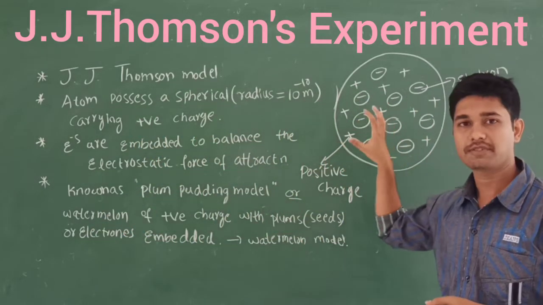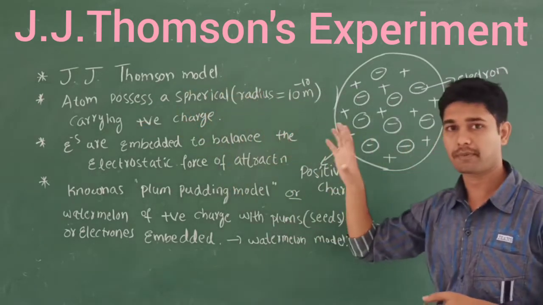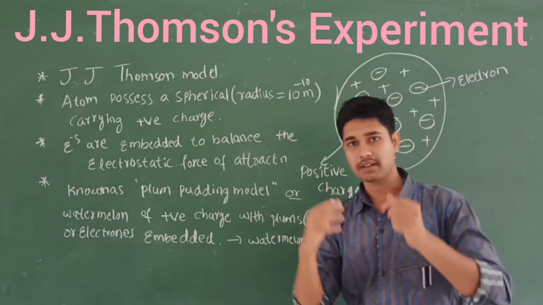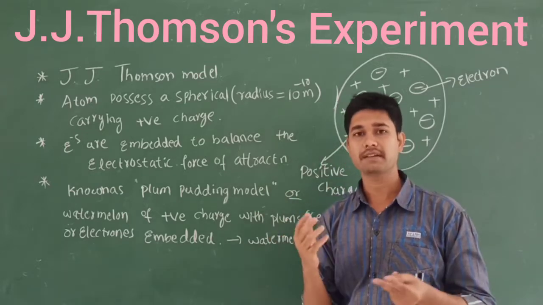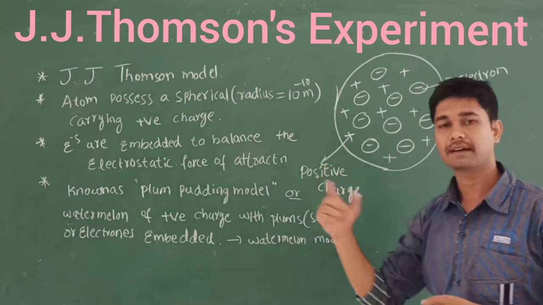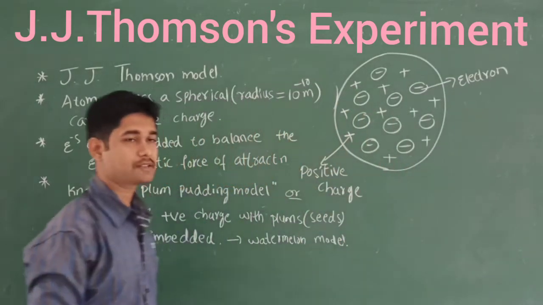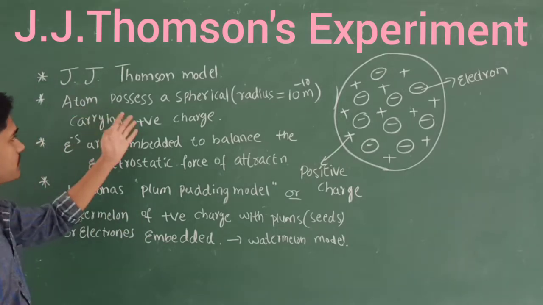The first model established was called the J.J. Thomson model. That was the first atomic model. After the discovery of the atom from Dalton's atomic theory, scientists entered a new field. In that, first comes J.J. Thomson in the year 1898. He proposed this atomic model. It tells that the atom possesses a spherical shape.